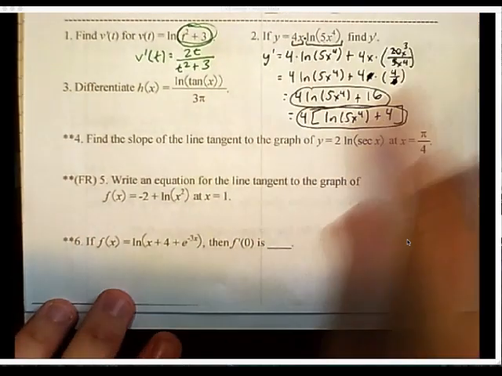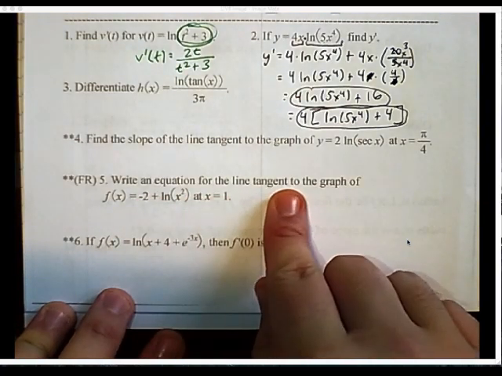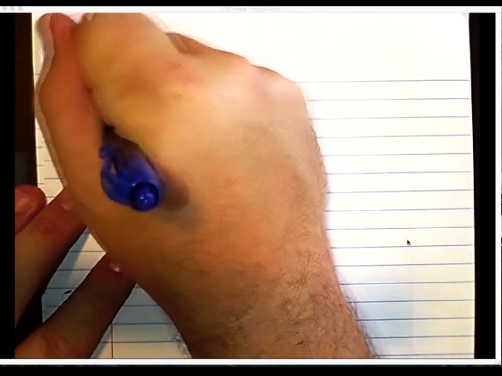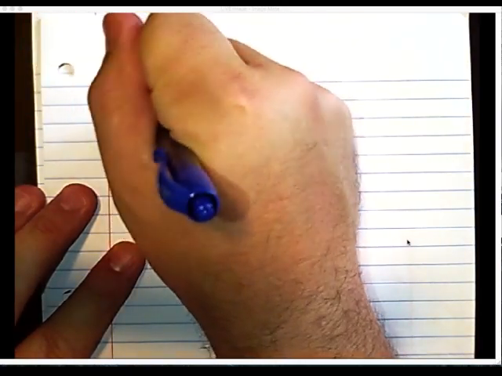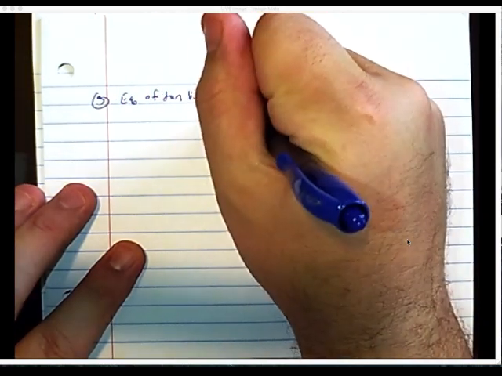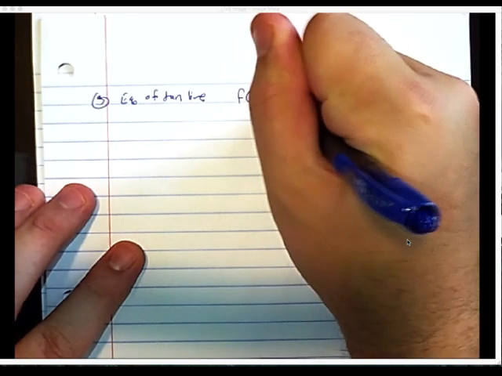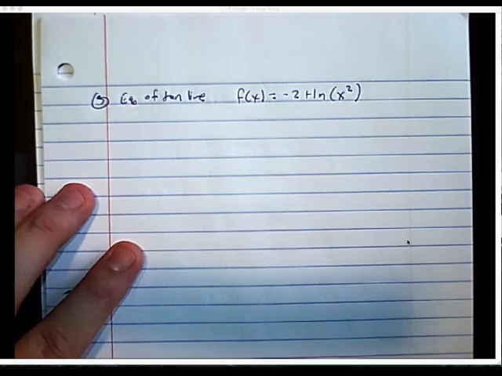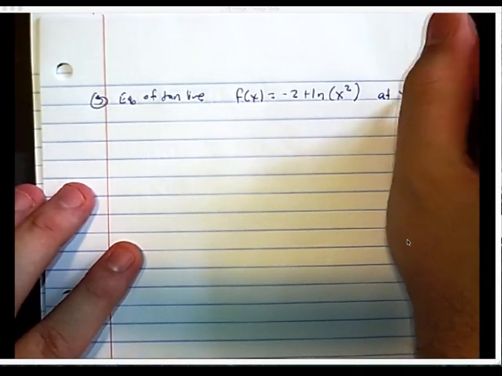All right, let's try number 5. Here's number 5. Write an equation for the tangent line to this at x equals 1. Okay. So number 5 here, looking for the equation of the tangent line. It says f of x, here's the original function, negative 2 plus ln of x squared at x equals 1.